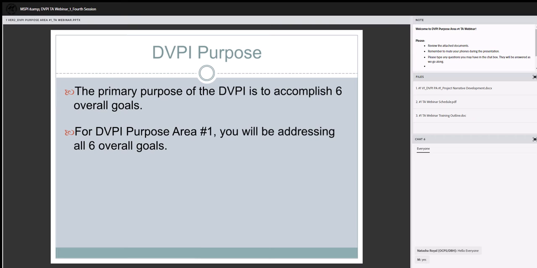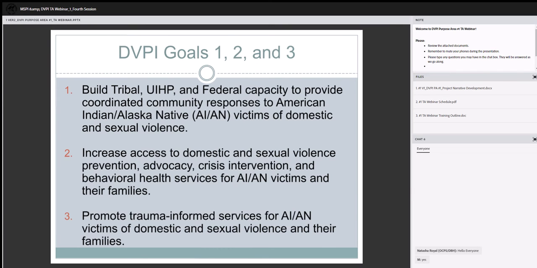So the DVPI purpose. This is a review. The primary purpose of DVPI is to accomplish 6 overall goals. For DVPI Purpose Area 1, you'll be addressing these following goals. Number 1 is build tribal, urban, and federal capacity to provide coordinated community responses to Native victims of domestic and sexual violence. Number 2, increase access to domestic and sexual violence prevention, advocacy, crisis intervention, and behavioral health services for Native victims and their families.